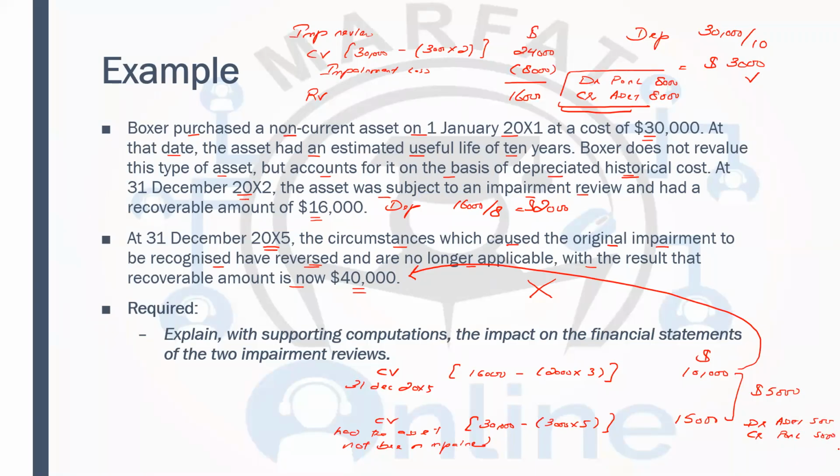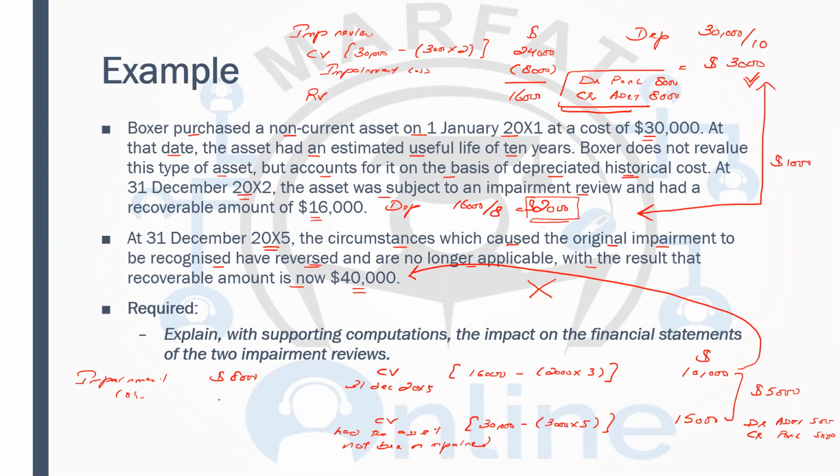Why is that? Now this is the answer you will be getting. What was the impairment loss in total which you recorded earlier? It was 8,000, right? 8,000 was recorded in the profit and loss. Now the depreciation of this asset would have originally been 3,000 per annum. But due to this impairment, you were charging depreciation of 2,000 per annum. Every year you were charging 1,000 less depreciation.